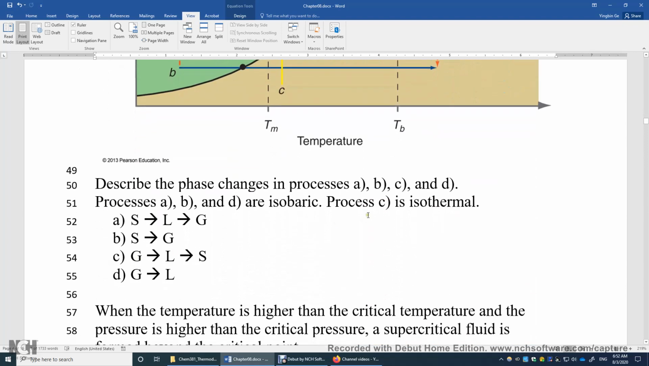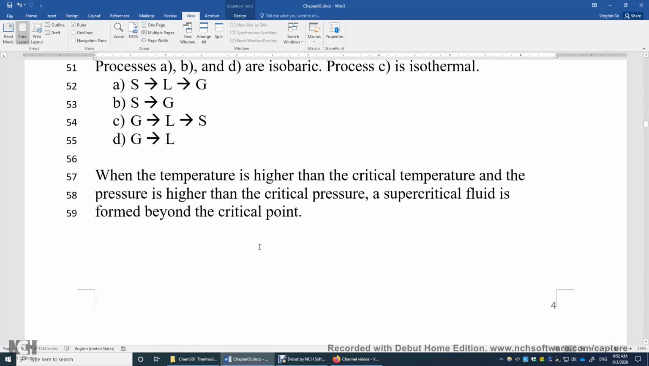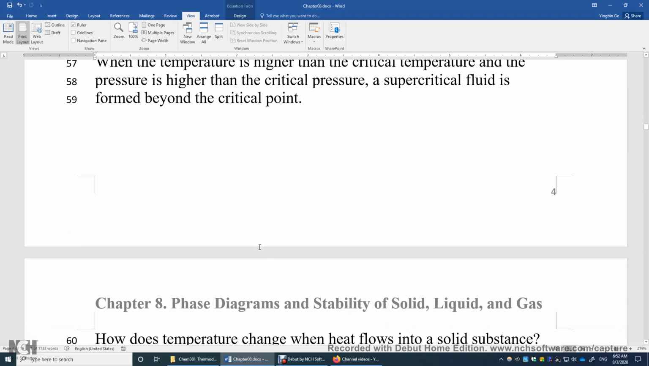So make sure you can just describe these A, B, C, D processes. Just a reminder, when the temperature and pressure are higher than the critical temperature and pressure, you have a supercritical fluid. This supercritical fluid is between a liquid and gas. The density of a supercritical fluid is usually 30% of the liquid and 300 times larger than the gas.